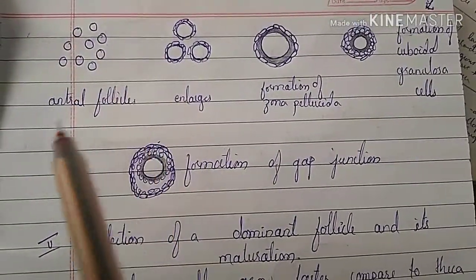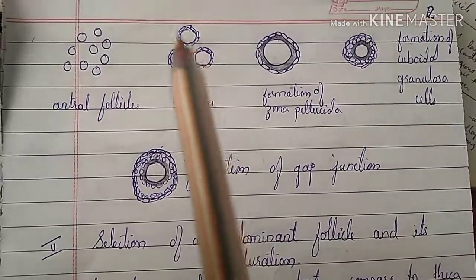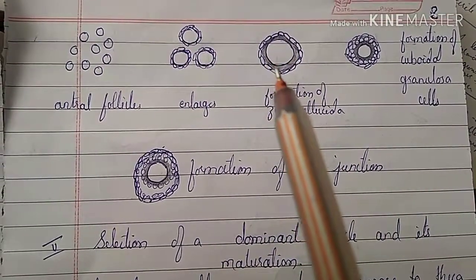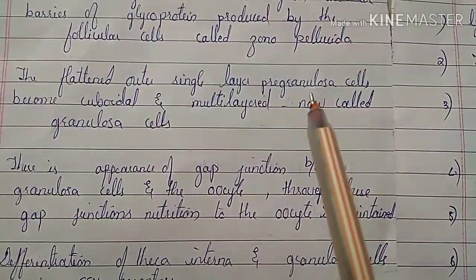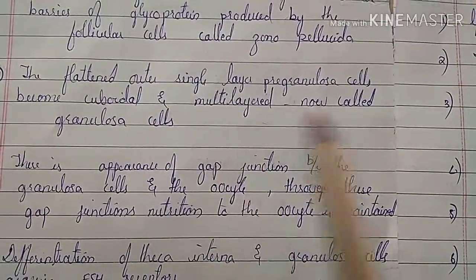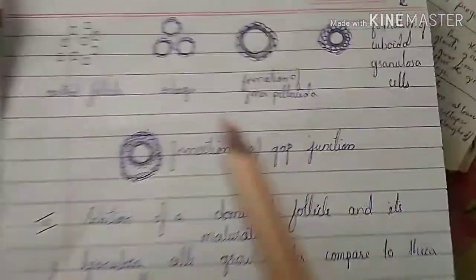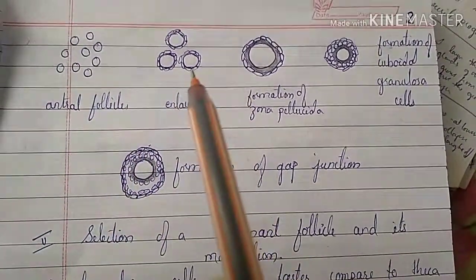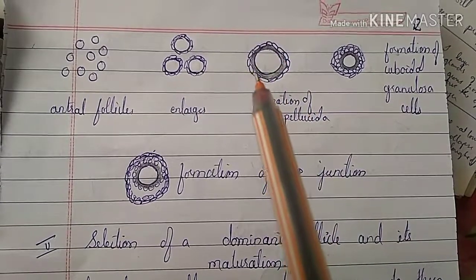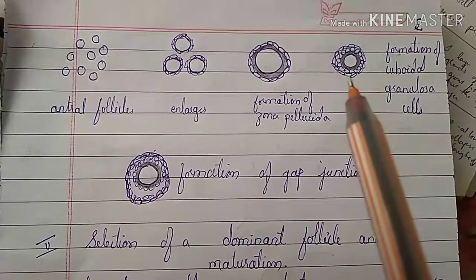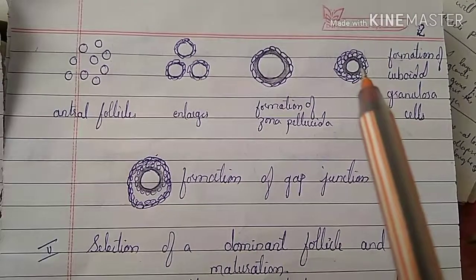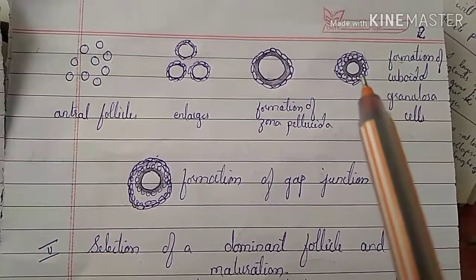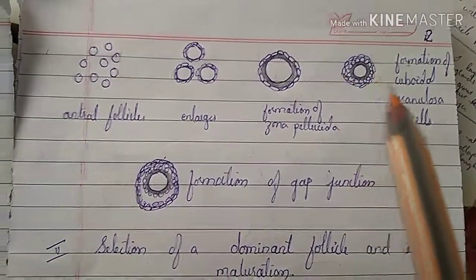Number of antral follicles taking part in the cycle, enlargement of the oocyte, formation of Zona Pellucida. This is the Zona Pellucida, which is formed from the follicular cells themselves. Then the flattened outer single layer of pregranulosa cells become cuboidal and multilayered, and now they are called granulosa cells. These flattened pregranulosa cells give rise to cuboidal cells. Those are called granulosa, and these are usually multilayered. I have just drawn one layer of it over here.